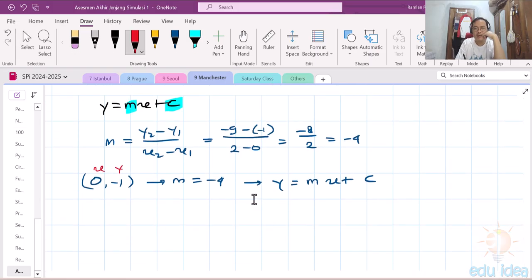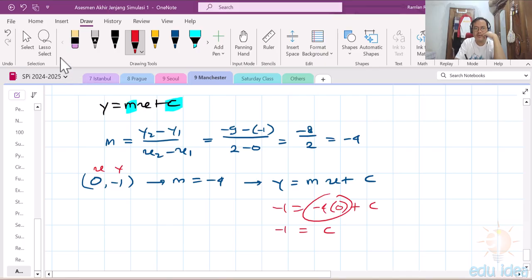Now the y is negative 1, so this becomes negative 1. And then the m, which is negative 4, just put that negative 4 over there. And then the x, which is this 0, times 0, and then plus c. Okay, now you can see that negative 4 times 0 is just 0, right? So that leaves us with negative 1 equals c, right?